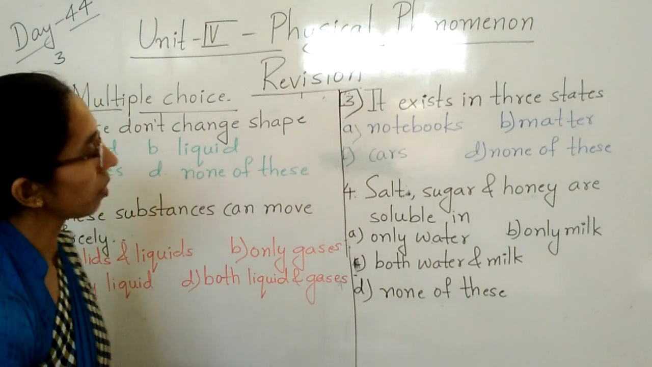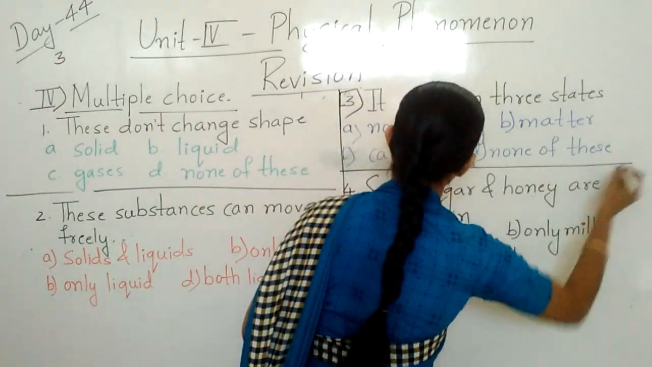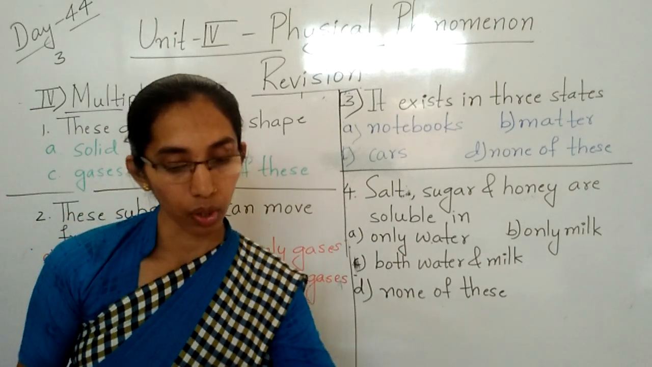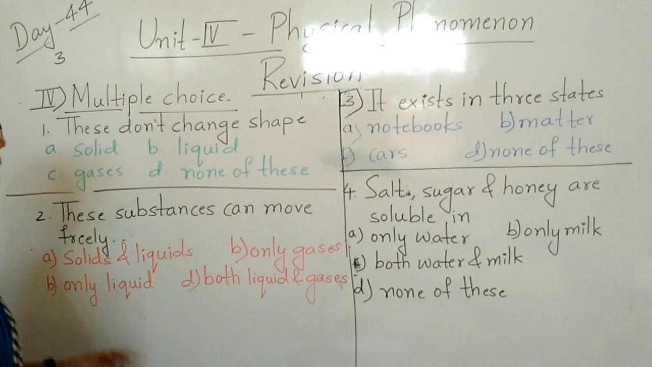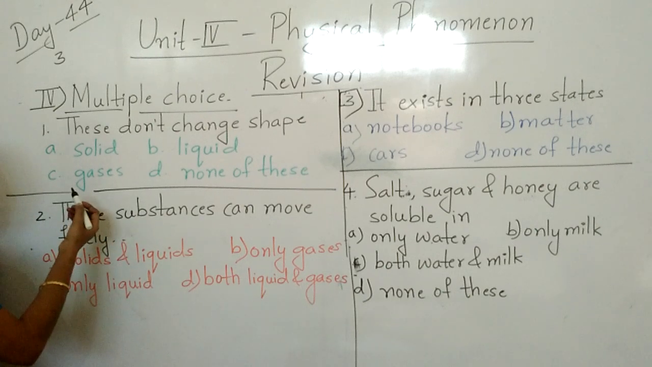Okay children, now here we have to tick the correct answers. So after finishing one question, one multiple choice, you have to leave the line children. Okay. Now we'll go one by one. So what they asked first? These don't change the shape. Which shape? Do not change the shape children. Liquid can change the shape. Gases also can change the shape. What about the solid? Solid can change the shape? No. When we use the external force, then only it changes the shape. Otherwise, won't.